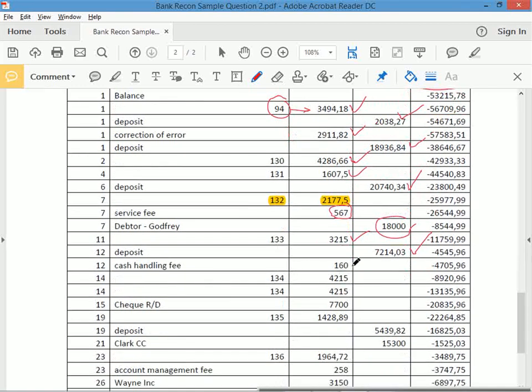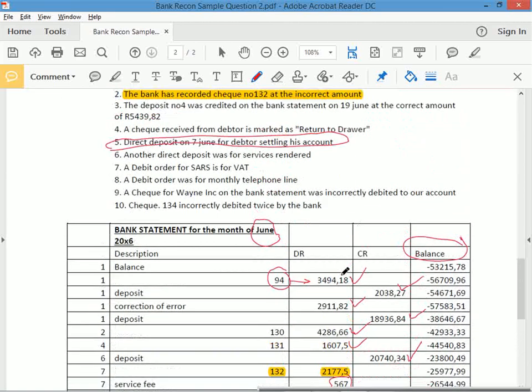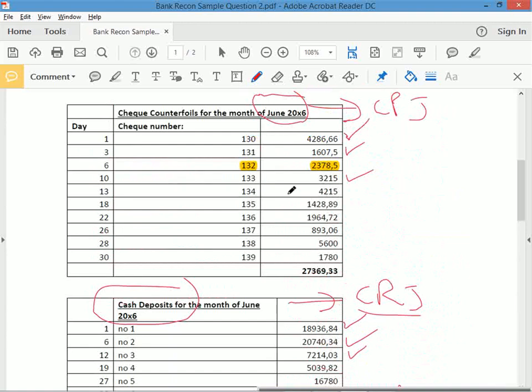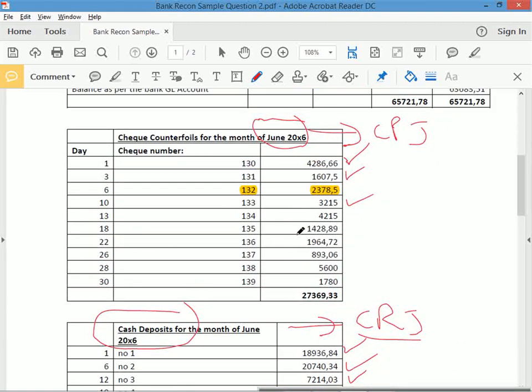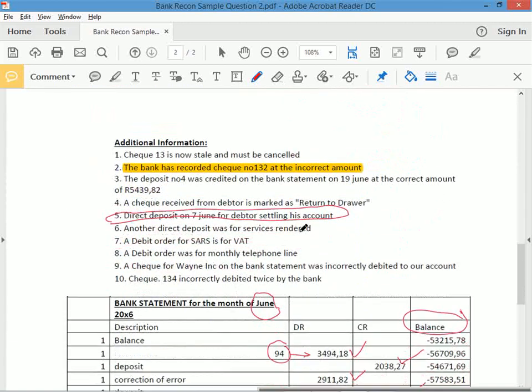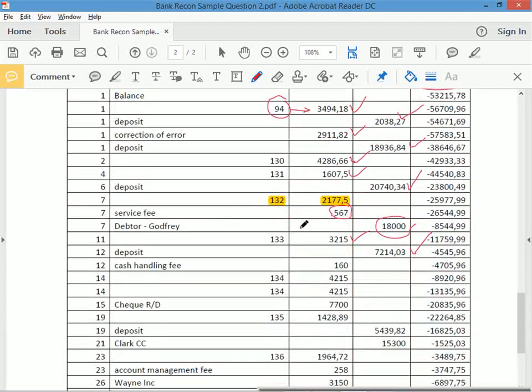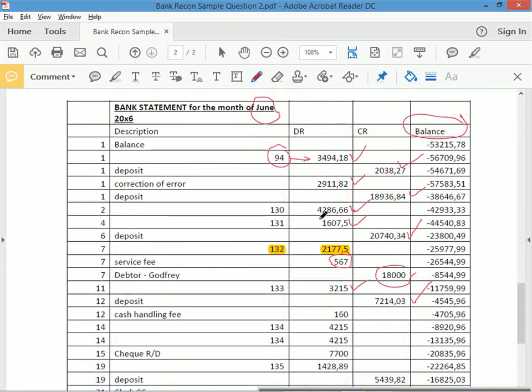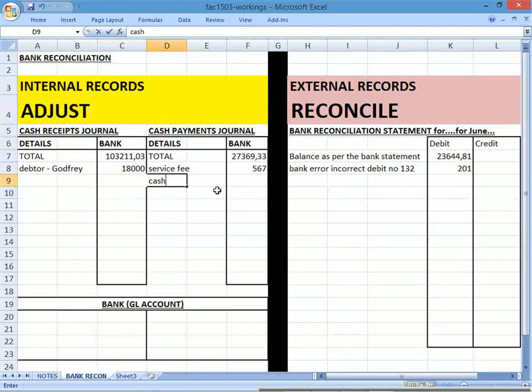Next, cash handling fee, 160. This is a payment because it's a debit. So I would expect to see this here. Do I see 160 for a bank charge? No, I don't. No cash handling fee. Just to reconcile, you'd have to adjust because the bank's books are correct. The bank statement must show this expense. Your books must show this expense. So cash handling fee.